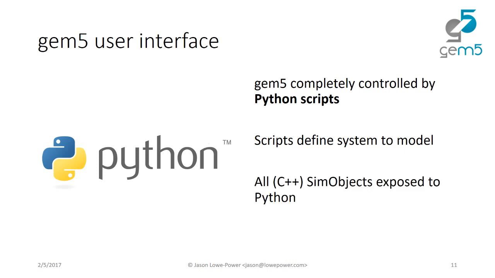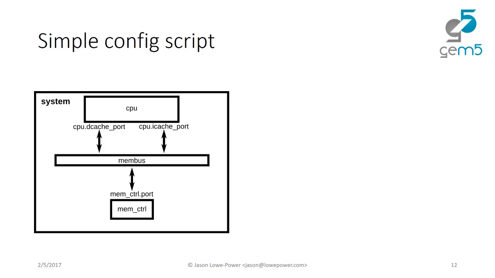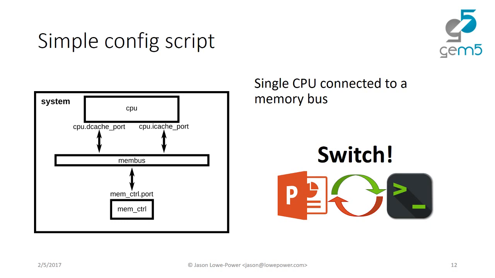What's really cool about gem5 and what makes this really powerful is that all the C++ objects in the source folder are exposed via Python. So you get to use any of those objects you've created in the Python scripts. So let's make a simple script. The first system we're going to simulate is something super simple. We have a CPU, a memory bus, and a memory controller. So let's hook the, let's do this.